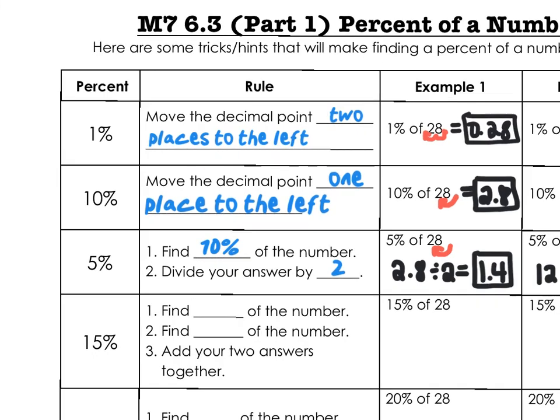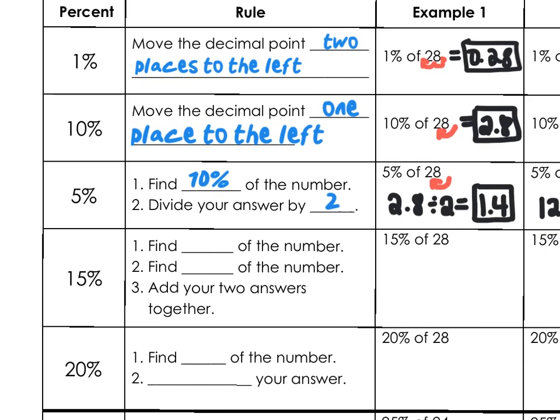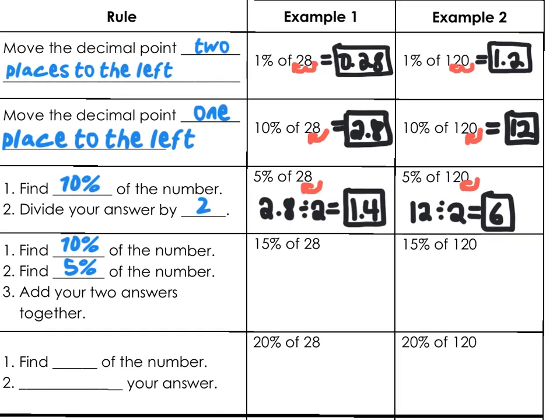Okay, now let's take a look at the 15% rule, which is a combination of the previous 2 rules. So the rule is you find 10% of the number, and then you find 5% of the number, and then you add your 2 answers together because 10 plus 5 is 15. So 15% of 28, let's try it on this one. Again, 10%, we move it over 1 time to the left, so 10% is 2.8.